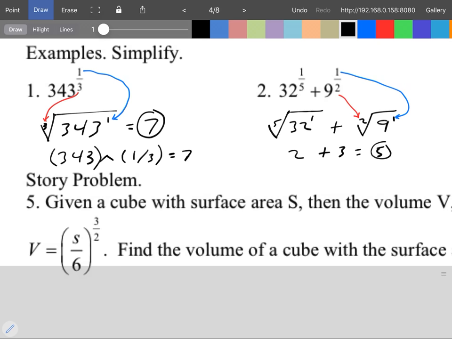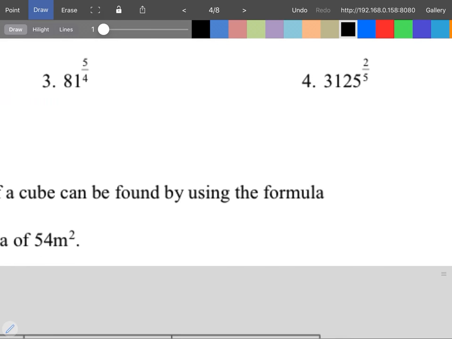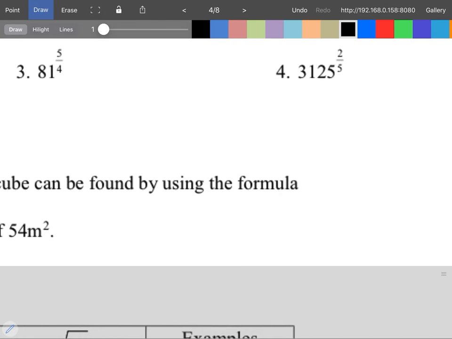Let's take a look at the next one. Again, if you guys have a question, make sure you unmute and ask, okay? You got to stop me.